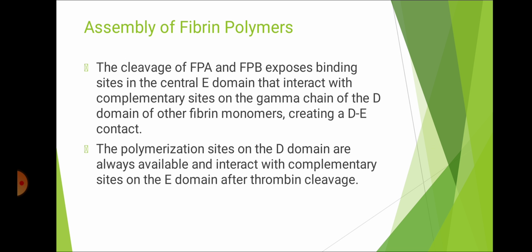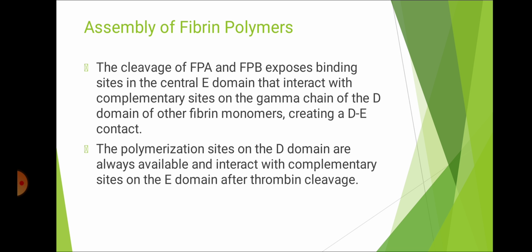Assembly of fibrin polymers. The cleavage of FPA and FPB exposes binding sites in the central E domain that interact with complementary sites on the gamma chain of the D domain of the other fibrin monomers, creating a DE contact.